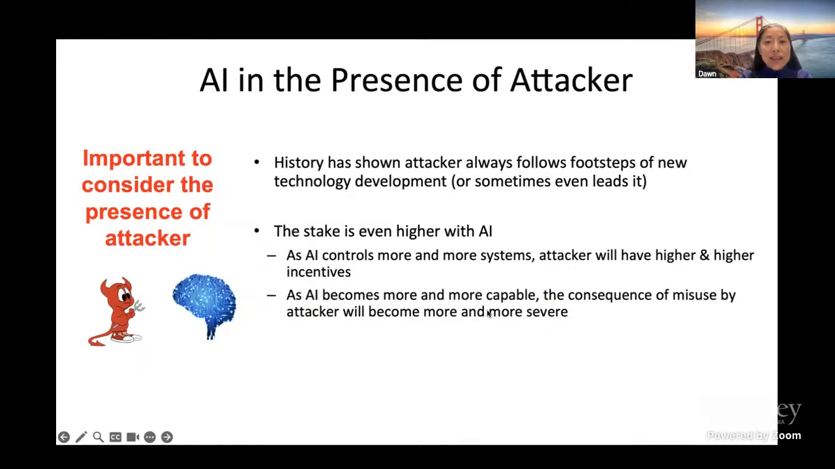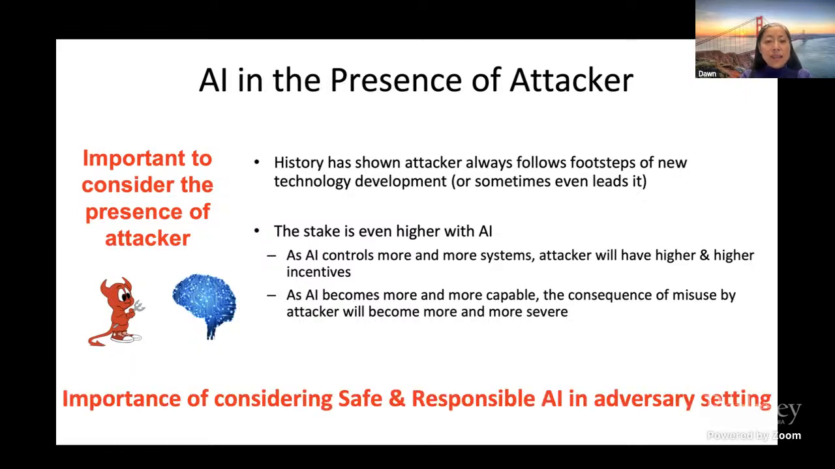And also, I want to mention that as we deploy AI, it's also important to consider AI in the presence of attackers. History has shown that attackers always follow the footsteps of new technology development, or sometimes even lead it. And also this time, the stake is even higher with AI. As AI controls more and more systems, attackers will have higher and higher incentives to compromise these systems. And also as AI becomes more and more capable, the consequence of misuse by attackers will also become more and more severe. And hence, it's important to consider safe and responsible AI in the adversarial setting.